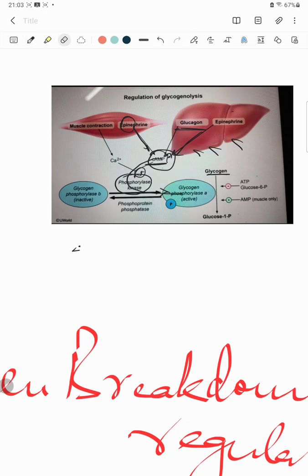But we must remember that in muscles, the more important stimulus is going to be the release of calcium from the sarcoplasmic reticulum. Whenever the muscle contracts, it releases calcium outside the sarcoplasmic reticulum, and that calcium is responsible for the activation of this enzyme. So again, this cascade goes on working.